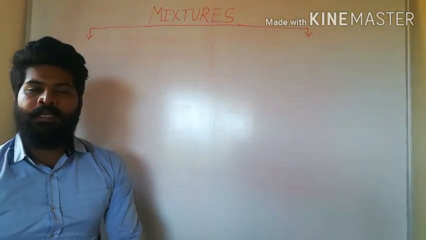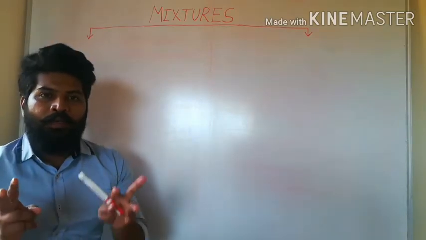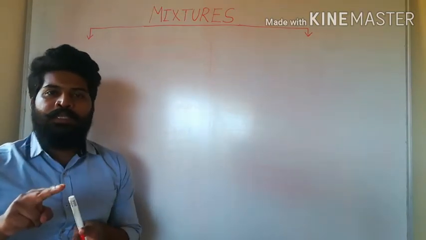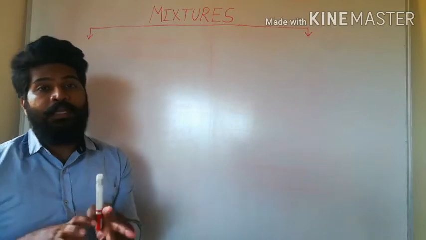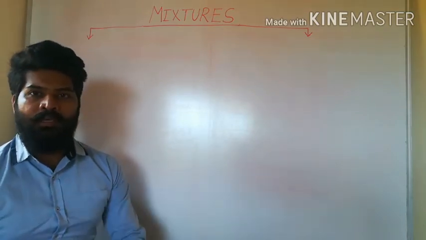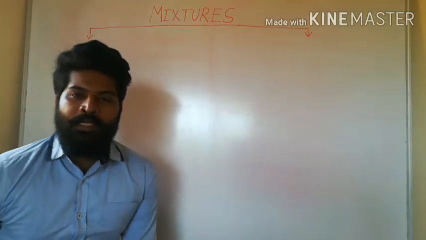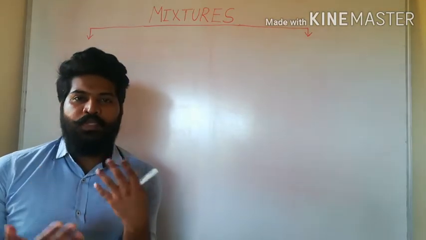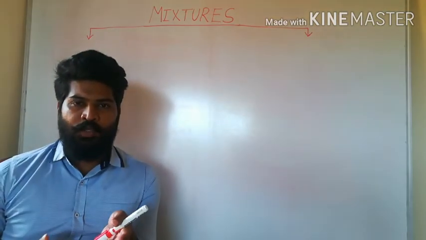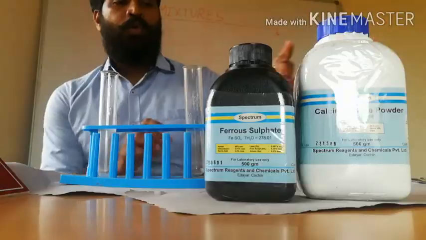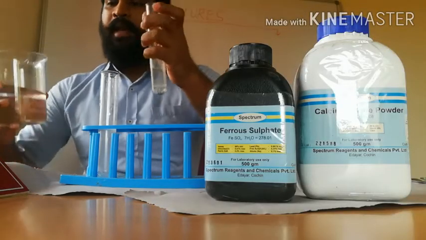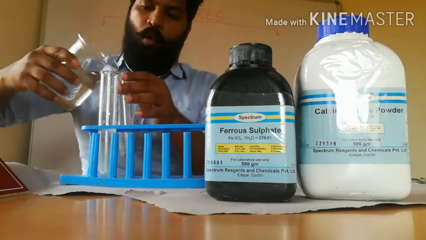So what is a mixture? When two or more pure substances are mixed physically, then we call it a mixture. To understand the types of mixtures, let us do a small activity. For this, we will take a test tube and we will take water.